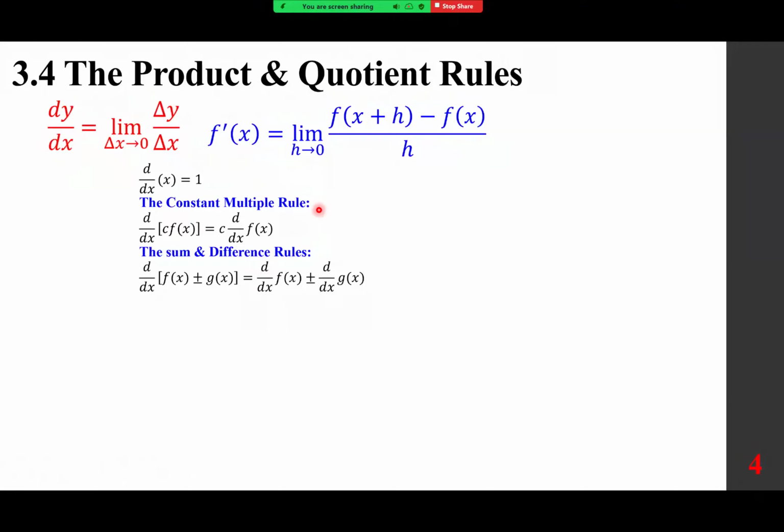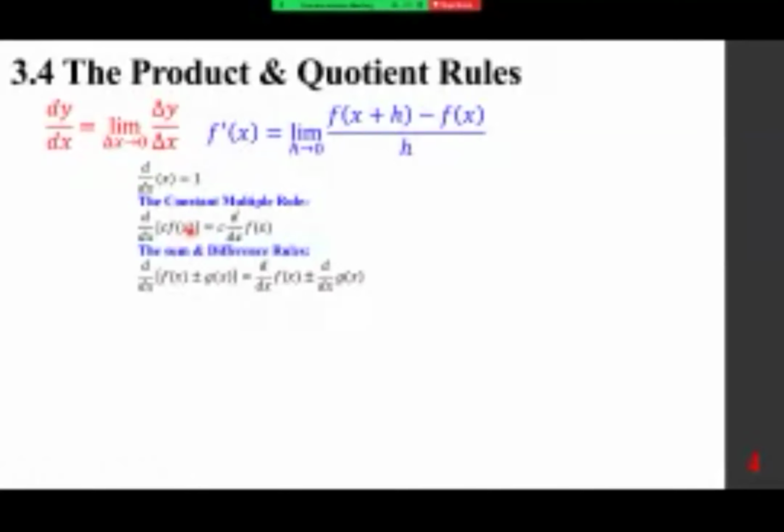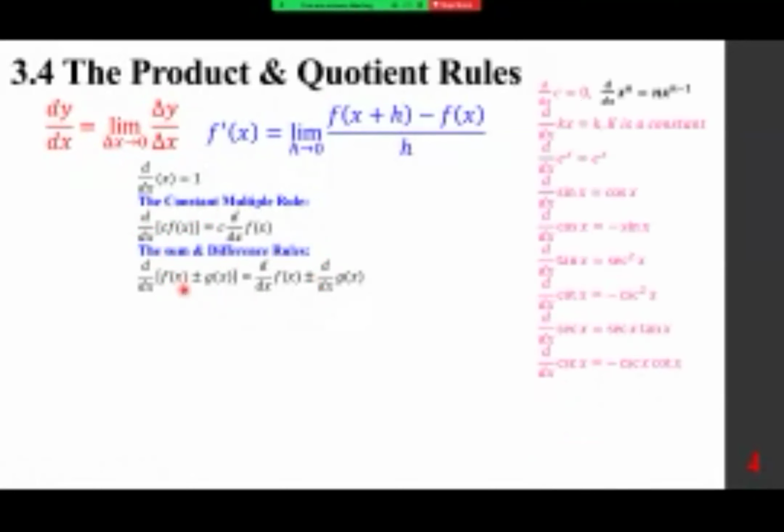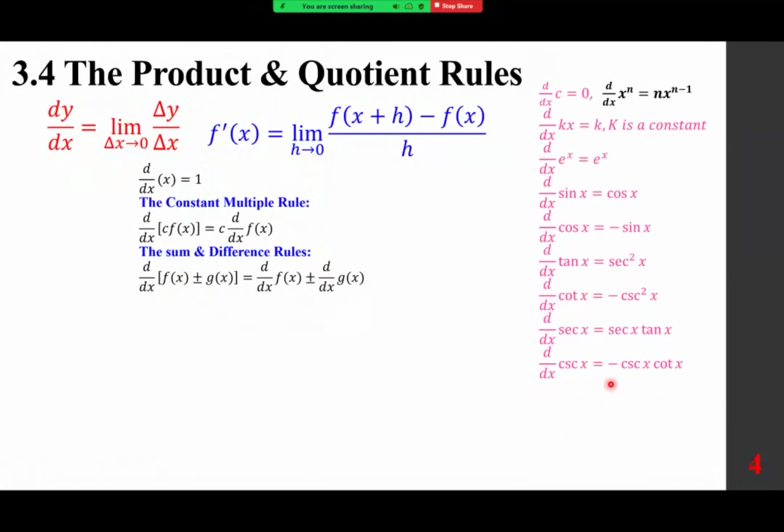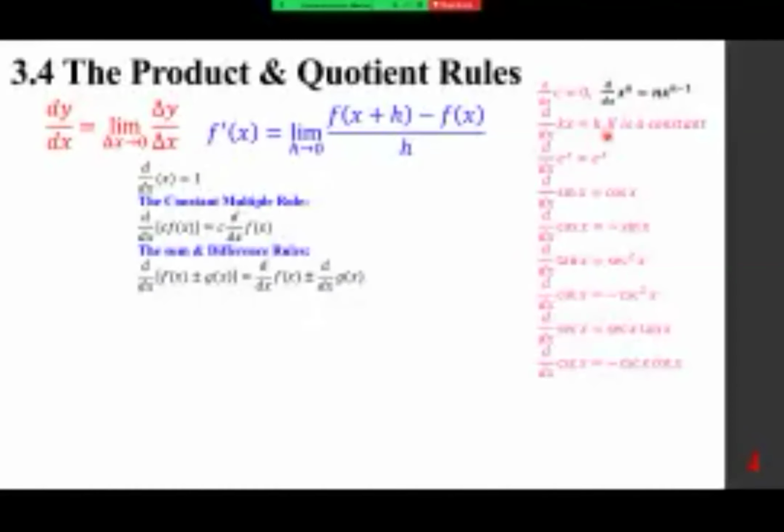The constant multiple says if you want to take the derivative of c times f of x, you can take the c outside the differentiation. The sum and difference rules say that the derivative of the sum is the sum of the derivatives. The derivative of the difference is the difference of the derivatives. These are the formulas we have seen. The derivative of a constant is 0. The power rule, the derivative of x to the power of n is n x to the power of n minus 1. The derivative of kx is k. K is a number, a constant.